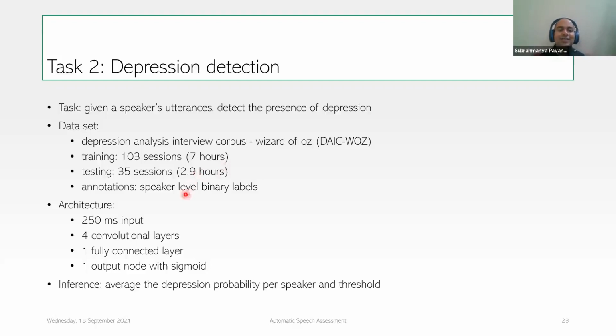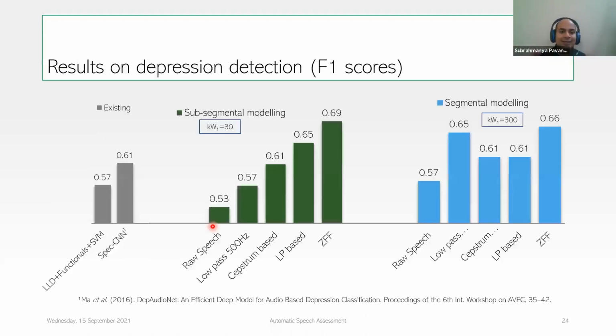So we used an architecture which is 4 convolution layers followed by a fully connected layer. And then the output was one output node which has a sigmoid activation, which will give us the probability of being depressed or not, given the 250 millisecond input frame. So for each speaker's utterance, we got these several predictions and then we averaged the depression probabilities per speaker and then we thresholded it to get the results.